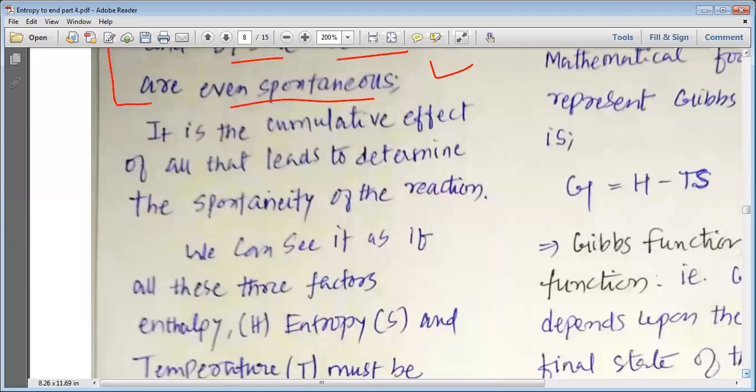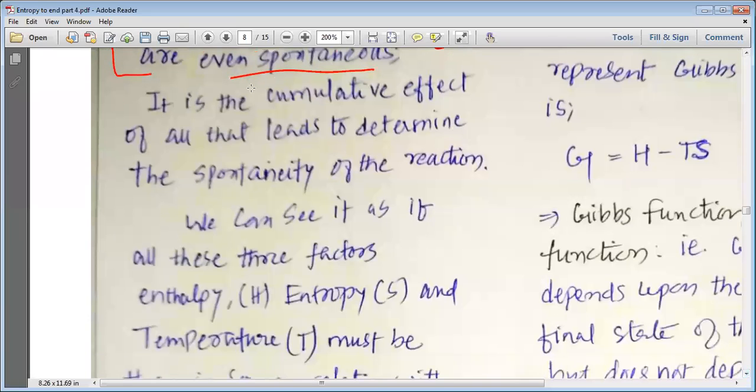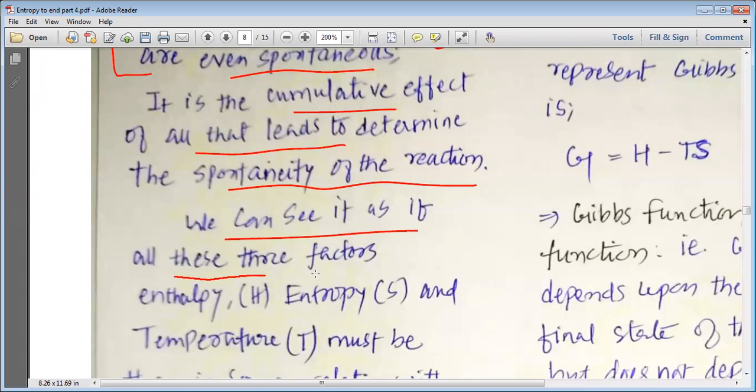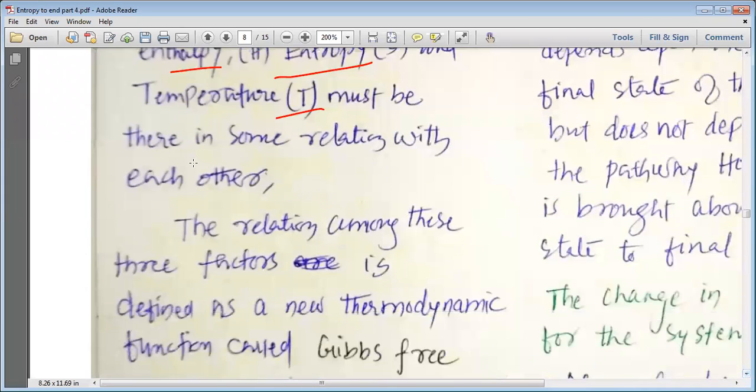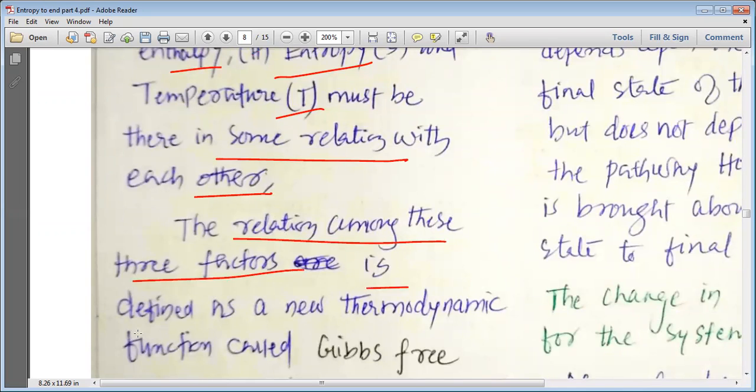So why does this happen, that such reactions are even spontaneous? It is the cumulative effect of all this that determines the spontaneity of the reaction. We can see it as if all these three factors, that is enthalpy, entropy, and temperature, must be in some relation with each other. The relation among these three factors is defined as a new thermodynamic function.